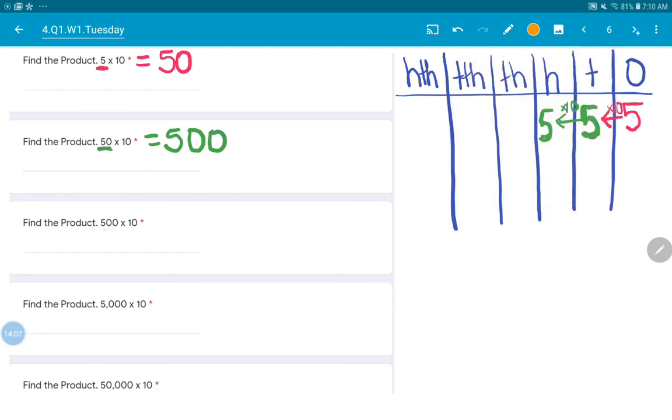Next, if I go to 500 times 10, here's my 5 hundreds. I have 5 in the hundreds place value. I'm going to get 10 times bigger. So I'm going to move my 5 over to the left. Now I have 5 in the thousands place, 0 hundreds, 0 tens, and 0 ones. So my answer is 5,000.